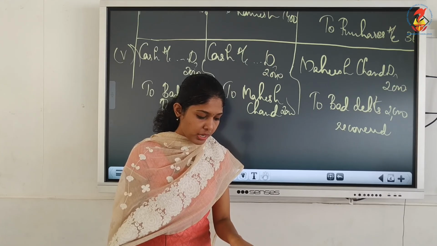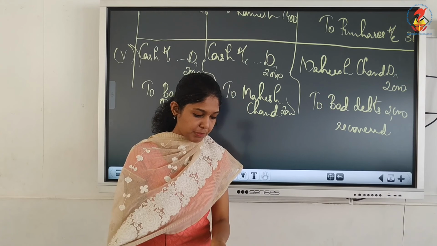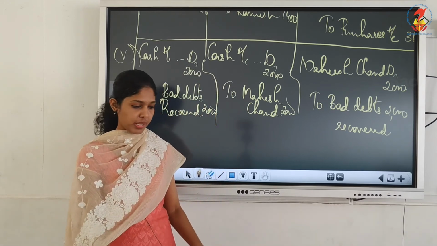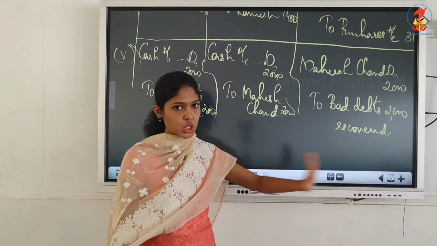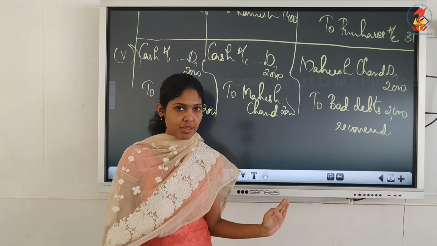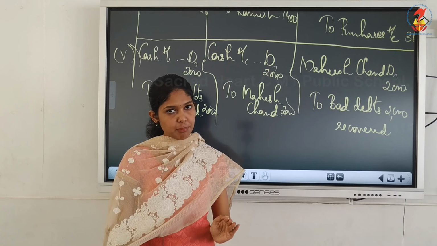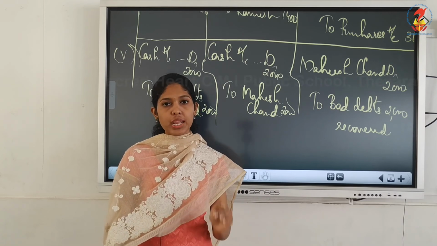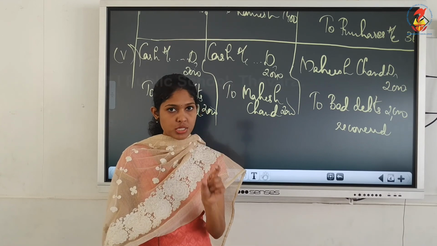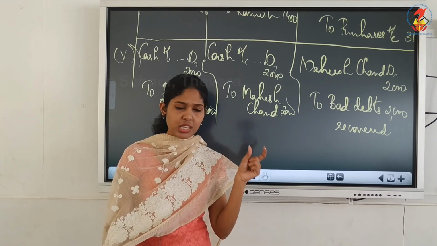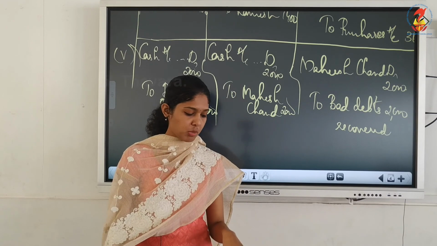Then 7th one, goods distributed as free samples. 7th and 8th you can write because it is not recorded anywhere. So you just have to write the rectification entry. What will be the answer for 7th one? It will be free samples or advertisement account debtor to purchases. Amount what you have to write is the cost price. Okay, that we have done in previous illustration, so that's why I am not doing it.